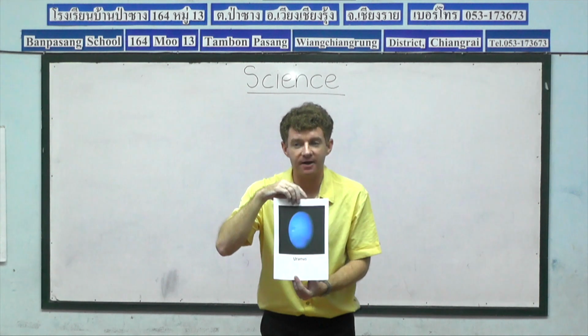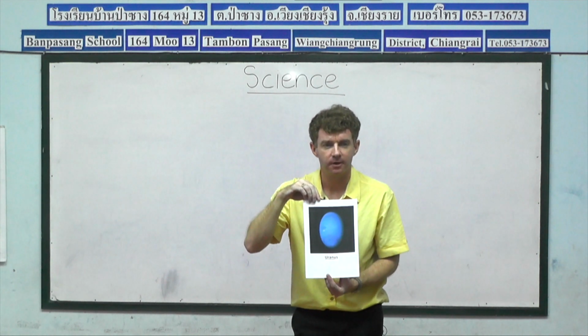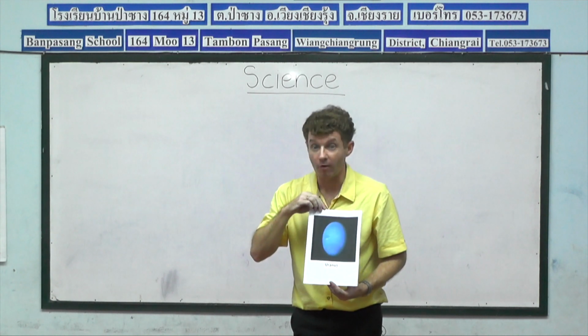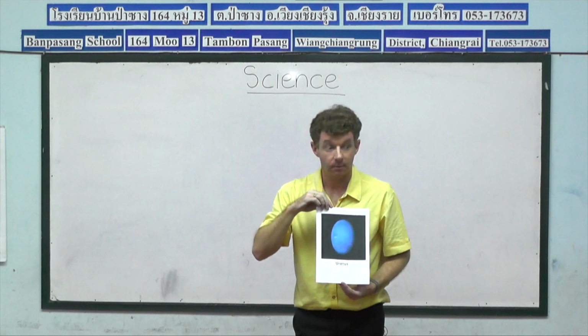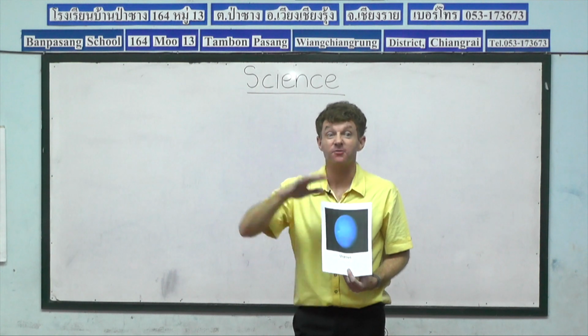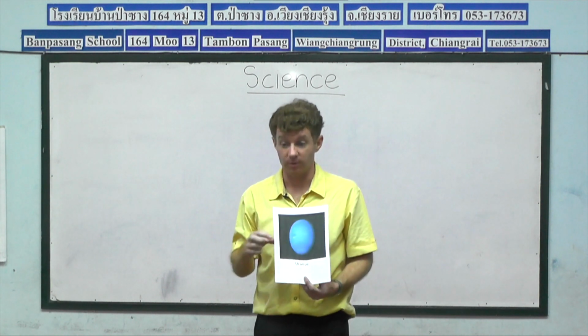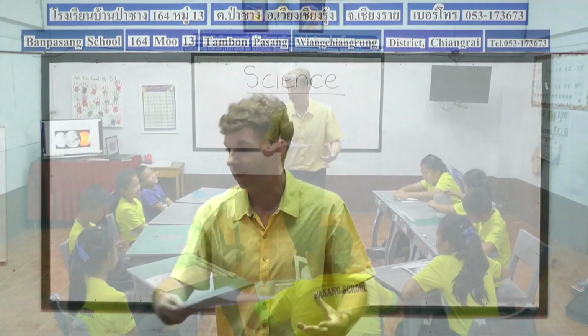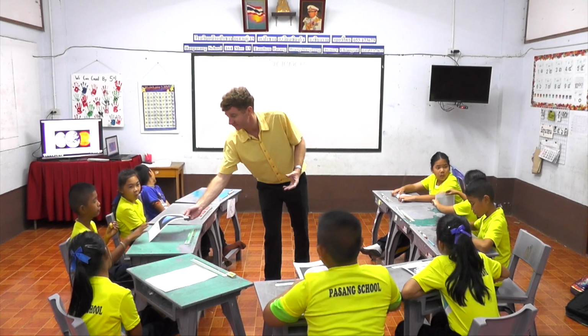Can we say this planet? Uranus. Uranus. What color is Uranus? Blue. This planet is quite far away from the sun too. That's why it's blue. It's very icy and cold. And this planet will go to Pat.